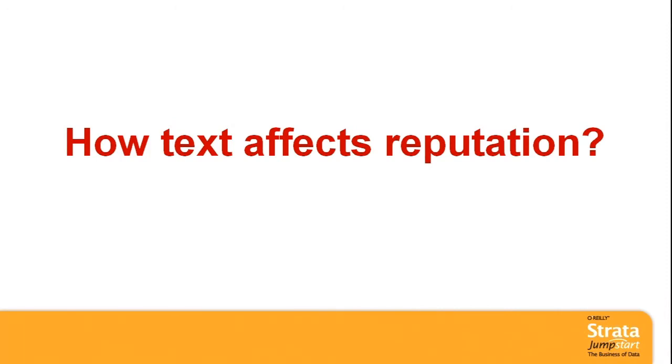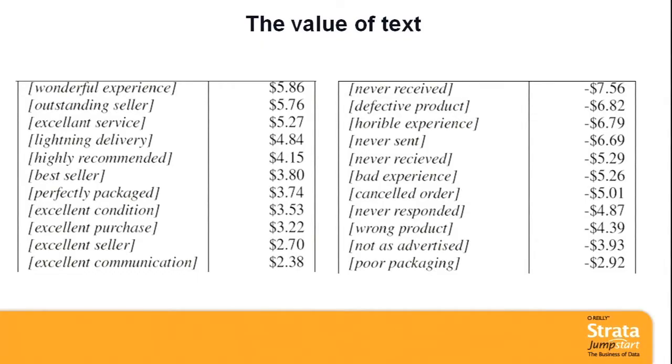So once someone writes, excellent seller, what does this mean? And we came up with some results that look like this. So for example, wonderful experience increases the pricing power of the seller by $5.86. Outstanding seller increases by $5.76. Perfectly packaged, $3.74, and so on.